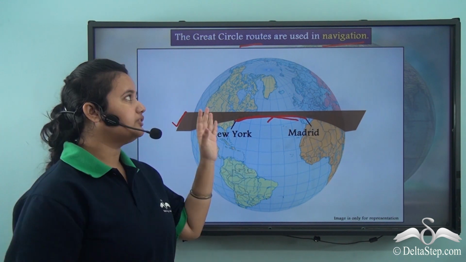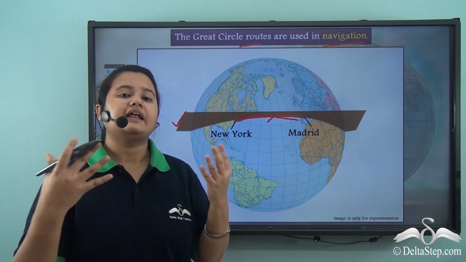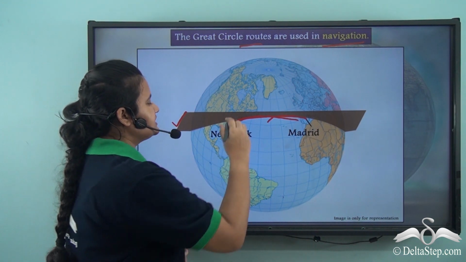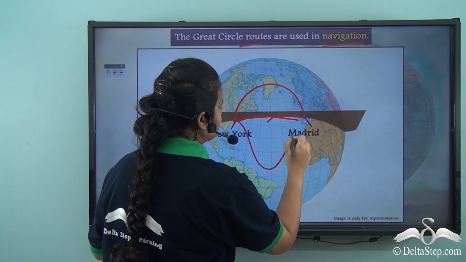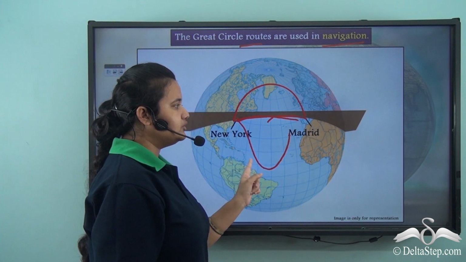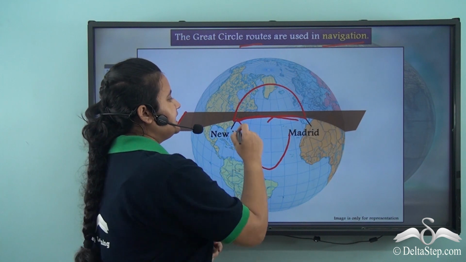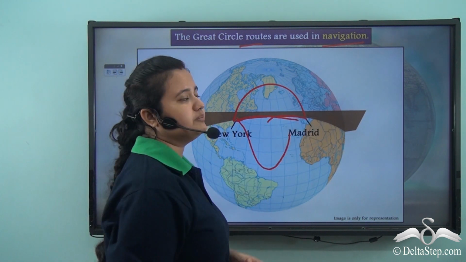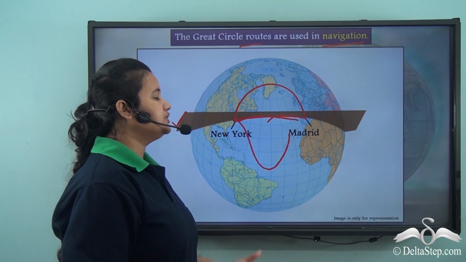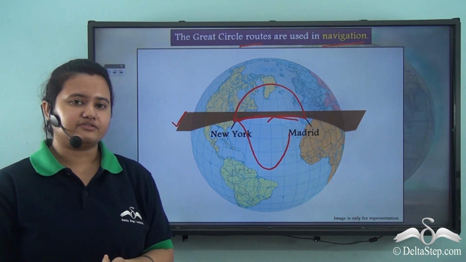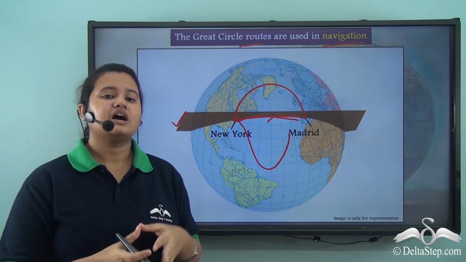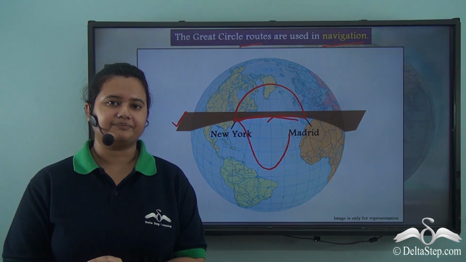So this is how Great Circle helps in navigation, because if you take some other routes to travel from New York to Madrid, then this distance will be much longer compared to the Great Circle distance. So this is the reason why Great Circle routes are used in navigation.